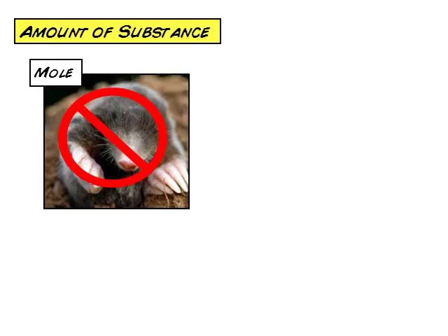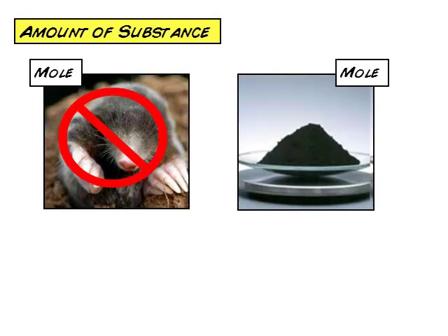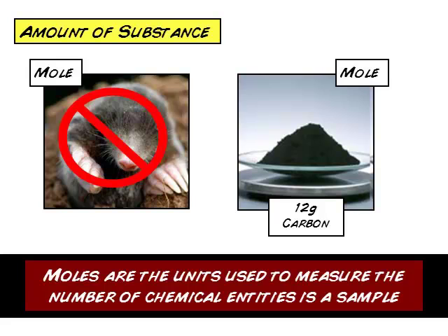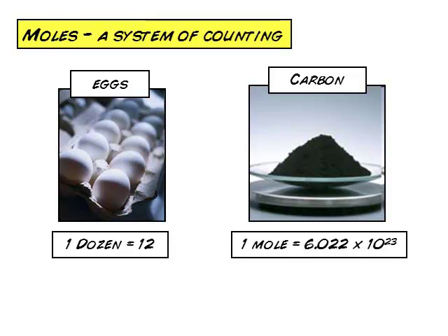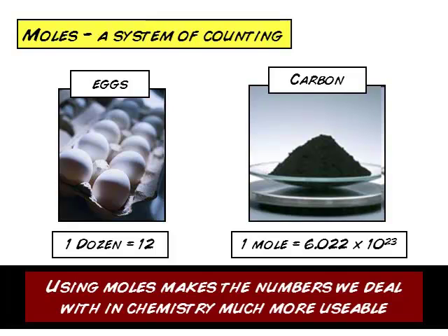In chemistry, we measure the amount of a substance using moles. 1 mole of carbon has a mass of 12 grams. Moles are simply the units of measure we use to count the number of chemical entities in a sample. In other words, moles are a system of counting. In the same way that there are 12 eggs in 1 dozen, there are 6.022 times 10 to the 23 atoms of carbon in 1 mole. Using moles makes the numbers we deal with in chemistry much more usable.